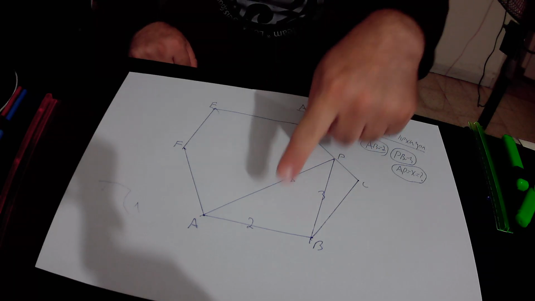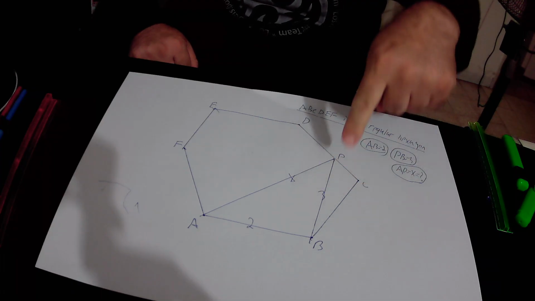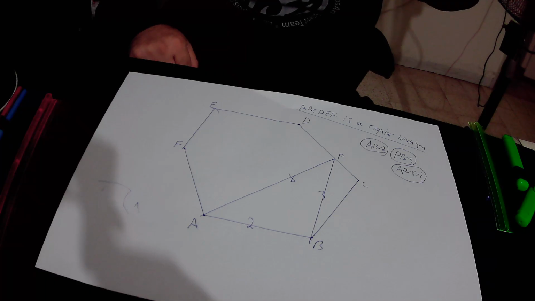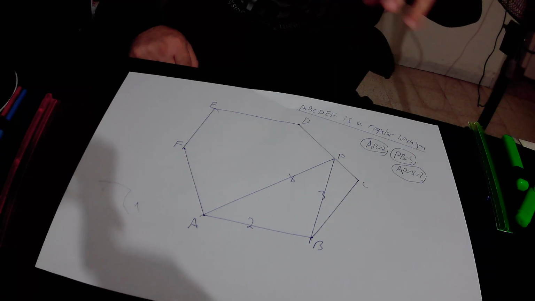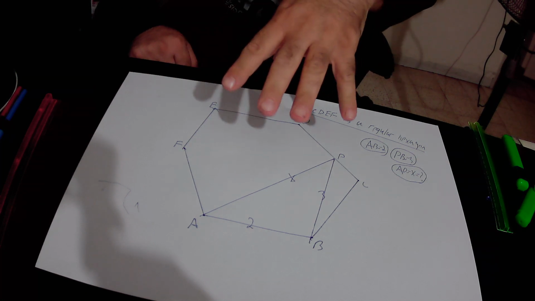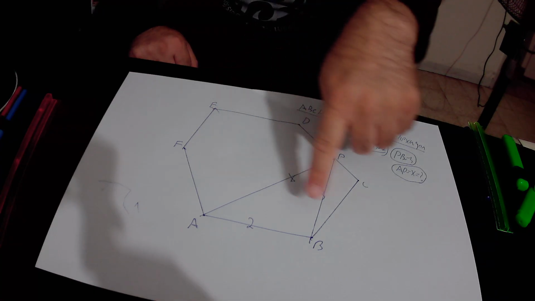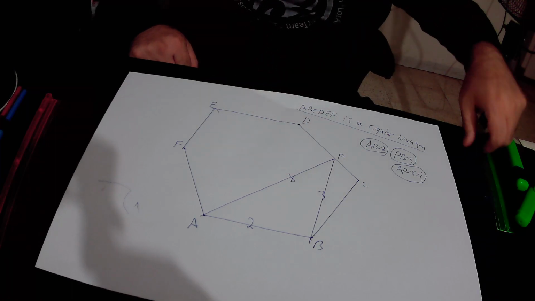So we know that AB equals 2 units, PB equals 3 units, and our mission is to find the length of line segment PA, which is equal to X, or to find the value of X. Because this is a regular hexagon, all the sides are equal to each other. But one side, AB, equals 2 units, therefore all the other sides must also equal 2 units.